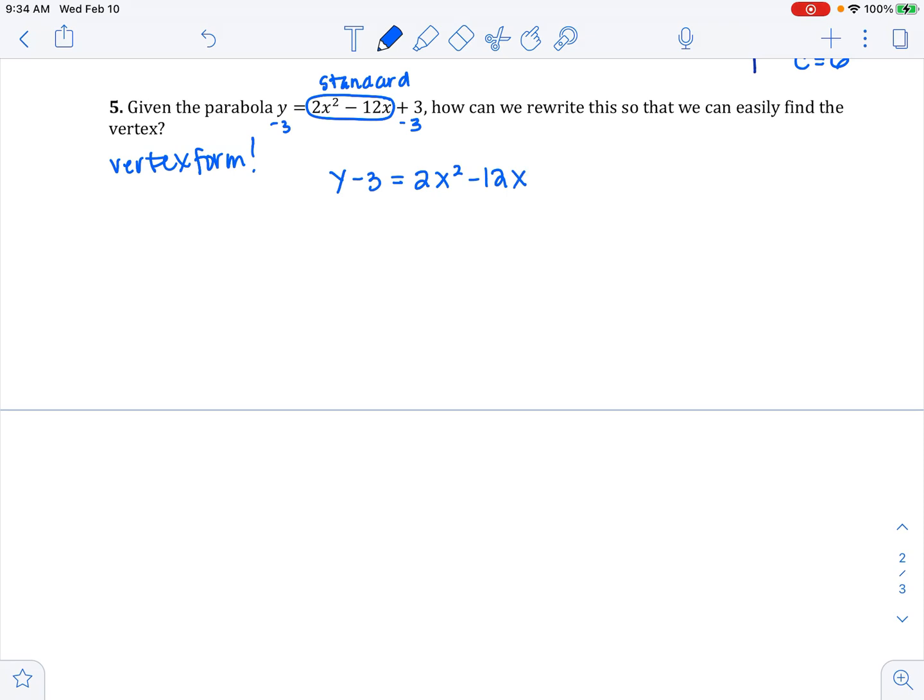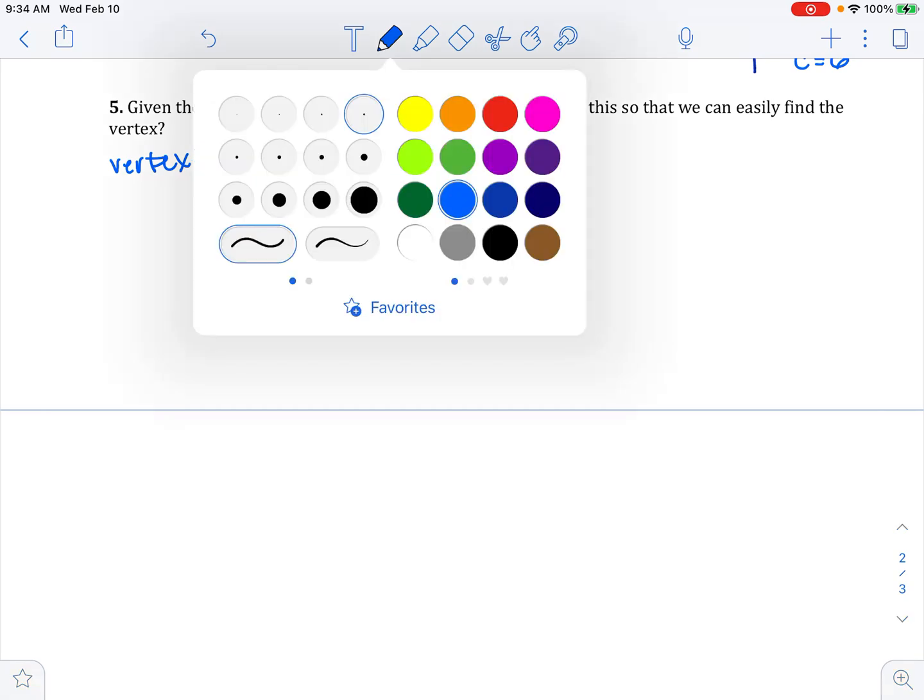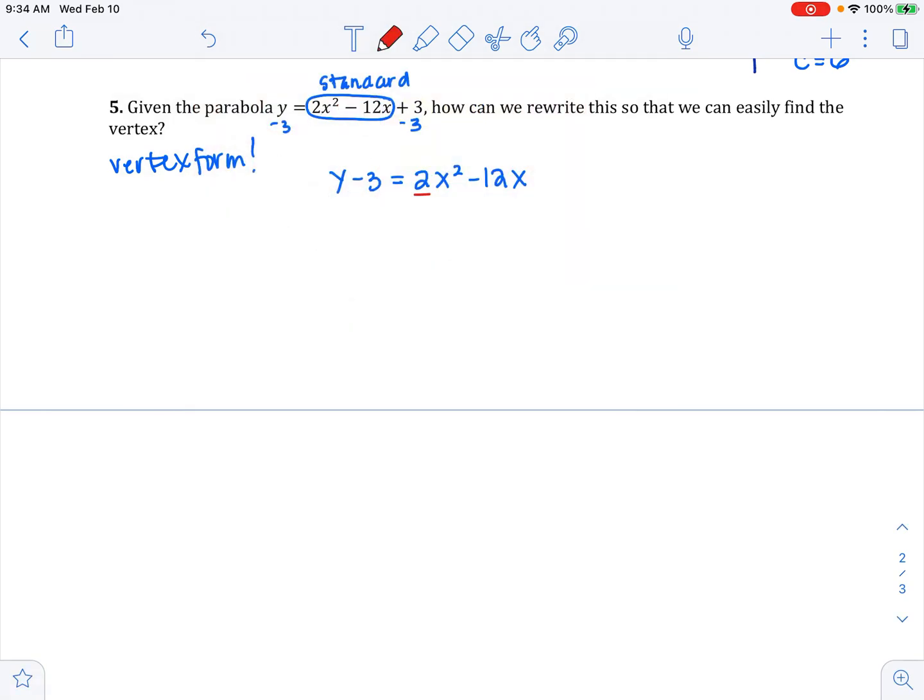Now, you can only complete the square if x squared has a lead coefficient of 1. It does not have a lead coefficient of 1 right now. It has a lead coefficient of 2. So I need to factor the 2 out of both of these terms right here. So it's not the GCF that I'm factoring out. I'm not factoring out a 2x. I'm just factoring out the lead coefficient. So I have 2 times, and then that's x squared minus 6x.